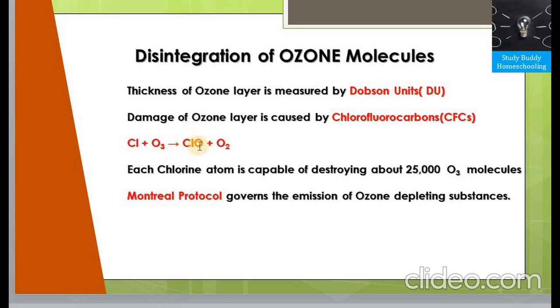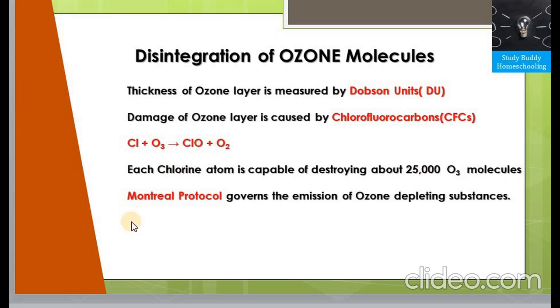This ClO doesn't end here. This ClO again clubs up with another O3 molecule, giving rise to Cl and 2 O2 molecules. This way, Cl acts only as a catalyst, and finally at the end of this reaction Cl is released out. Each chlorine atom is capable of destroying about 25,000 ozone molecules.